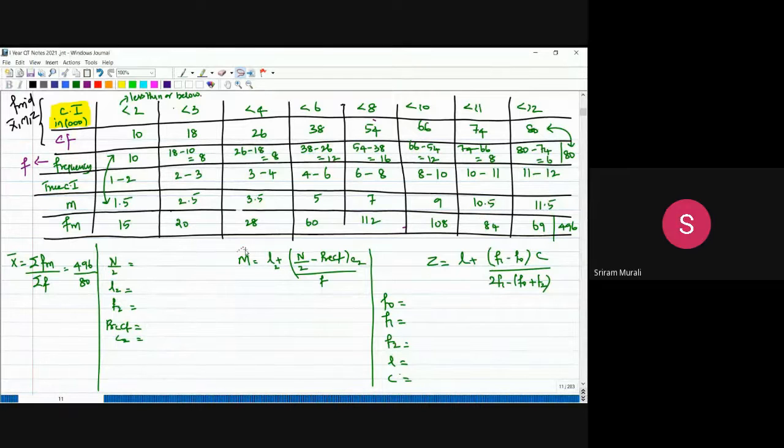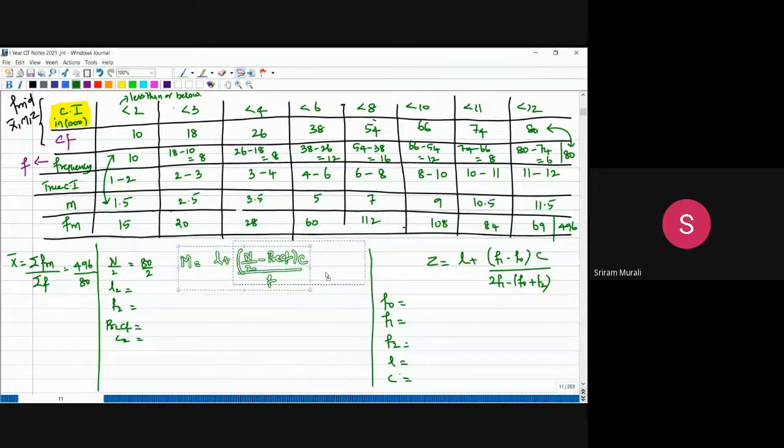For median, this is the formula. Q2, median, second quartile, all are the same. So the formula is this. How do we find n by 2? What is n? 80. 80 by 2 will be equal to 40.